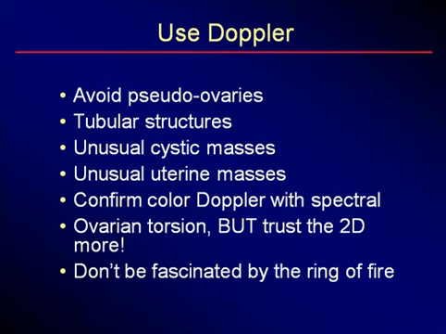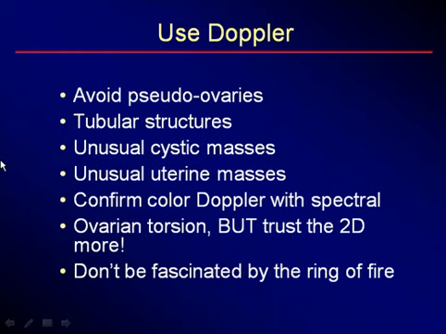Another thing to avoid pitfalls is to use Doppler. Use it liberally. It'll help you avoid pseudo ovaries, helps you find true tubular structures versus vessels, and helps you work out unusual cystic masses or unusual uterine masses. You have to confirm color Doppler with a spectral tracing. That's one way to avoid pitfalls.